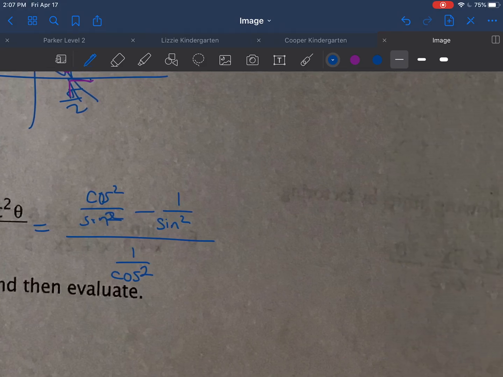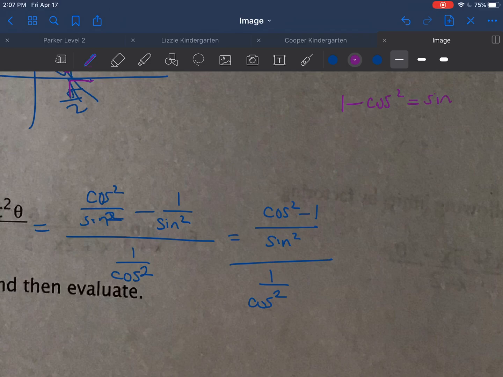Lucky for us, on the top we have a common denominator, so we can write this as cosine squared minus 1 over sine squared over 1 minus cosine squared. If you remember back to all those identities, which you're going to need to remember for your final, the identity is actually 1 minus cosine squared equals sine squared. We are close to that.